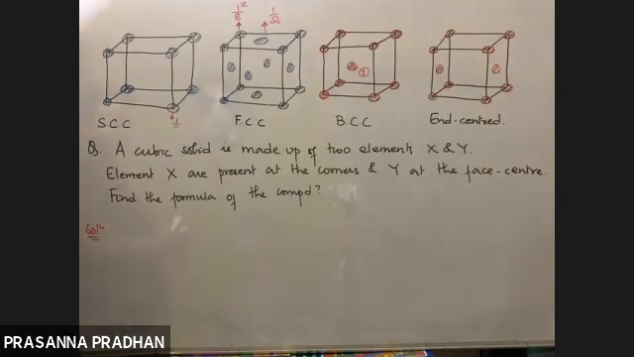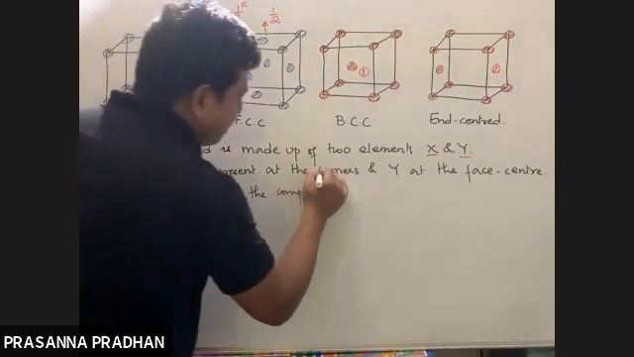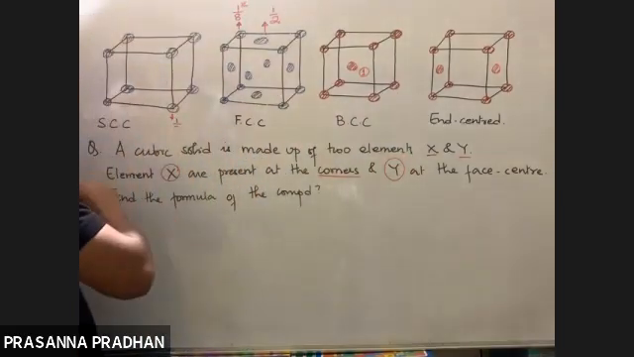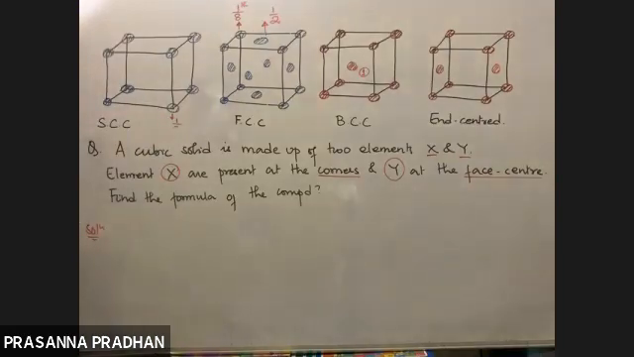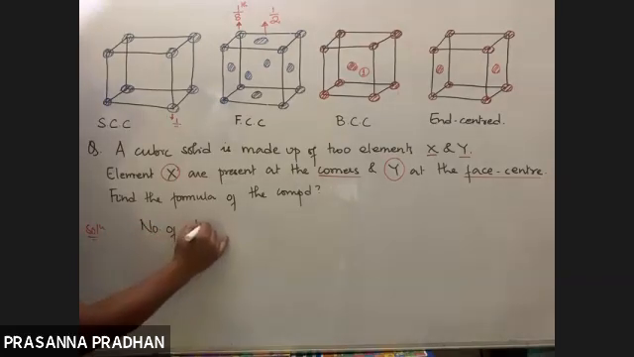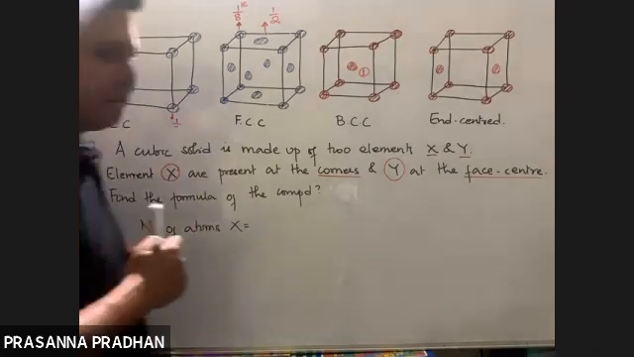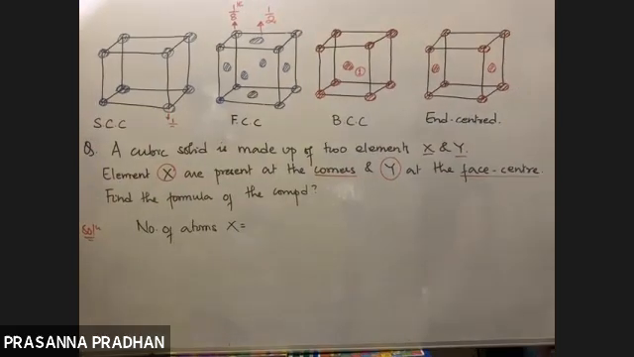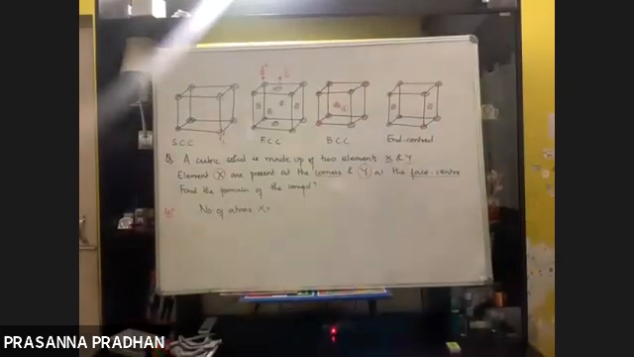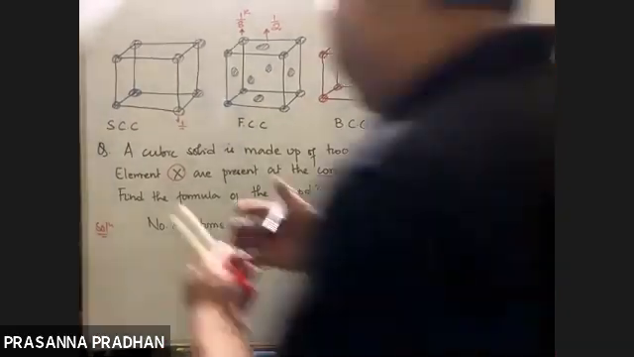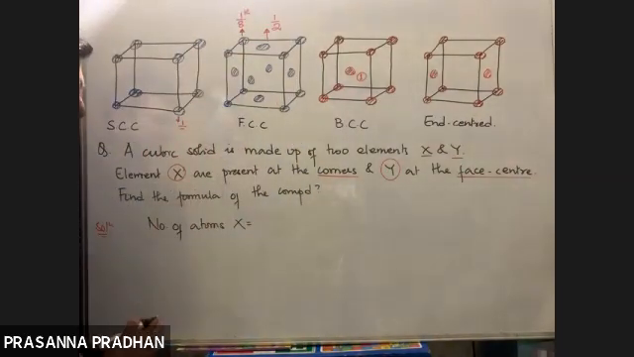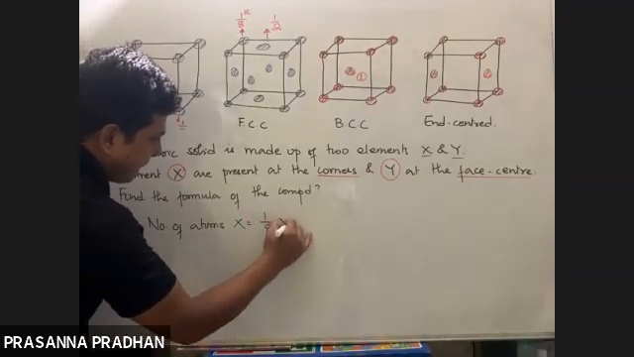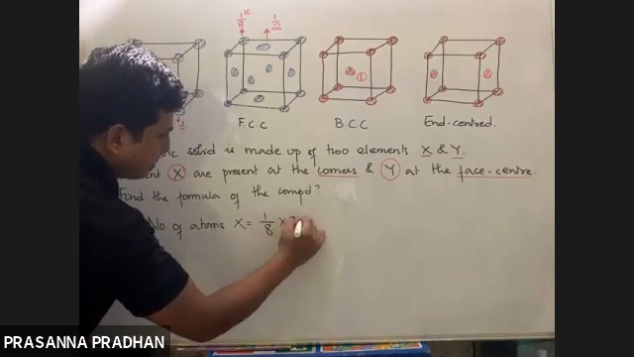So the question says a cubic solid is made up of two elements, X and Y. Elements X are present at the corners, and elements Y are present at the center of the faces. Now I'll write it down, you give me the answer. So the number of atoms of X: X is present at the corners, 8 into 1 by 8, equals 1. All X are present at the 8 corners. The contribution of one corner is 1 by 8, and there are 8 corners, so it equals 1. Very good.